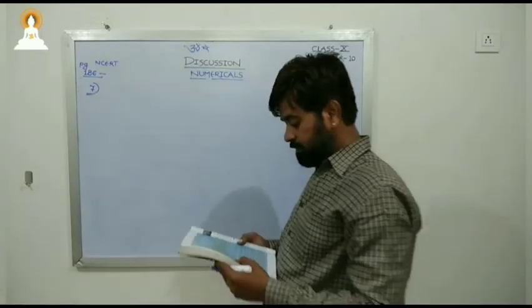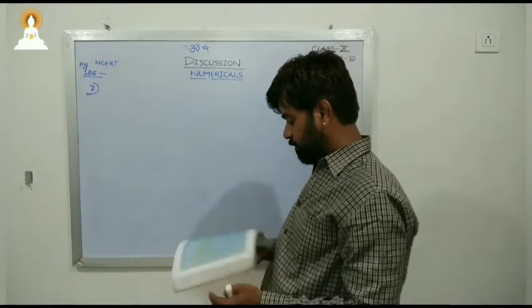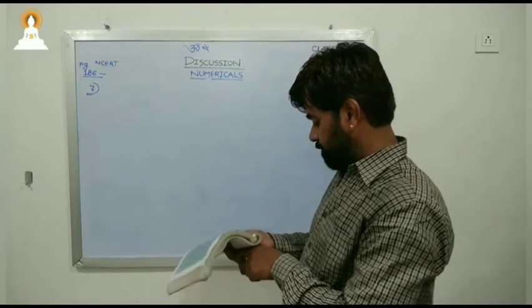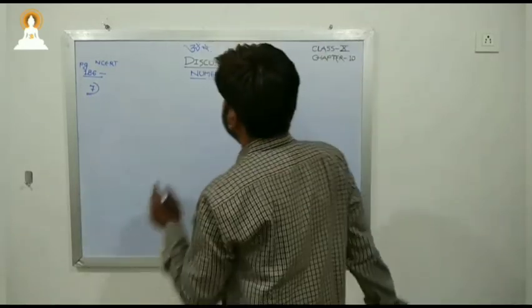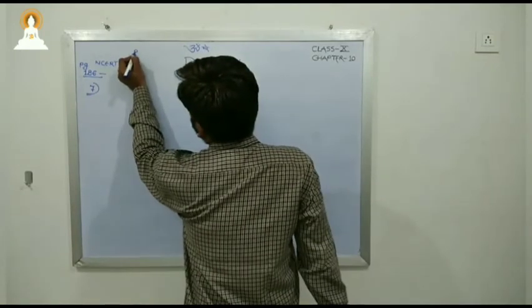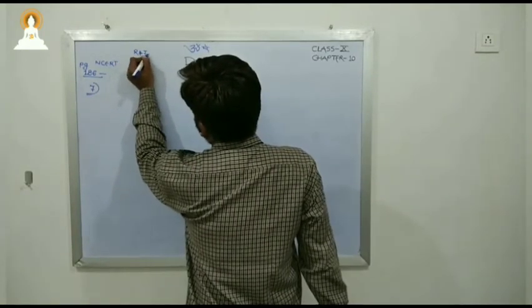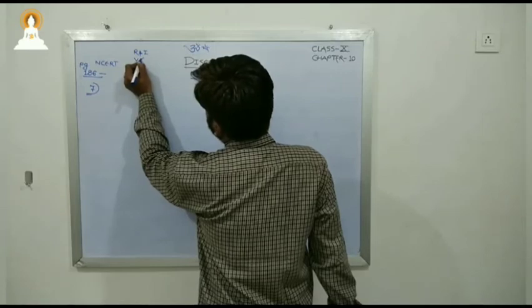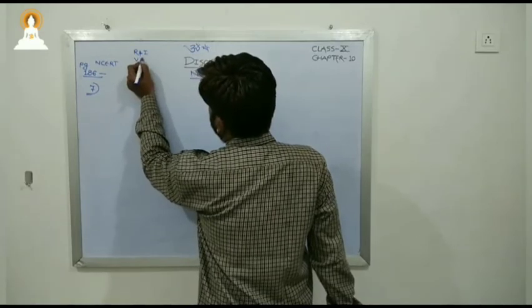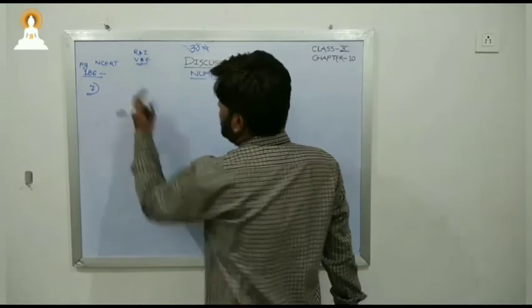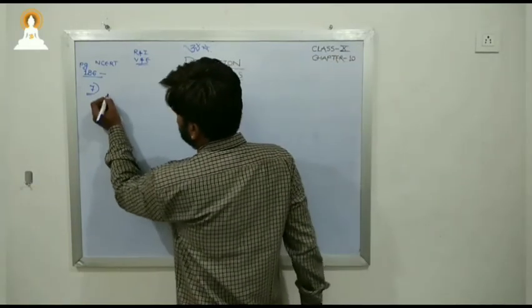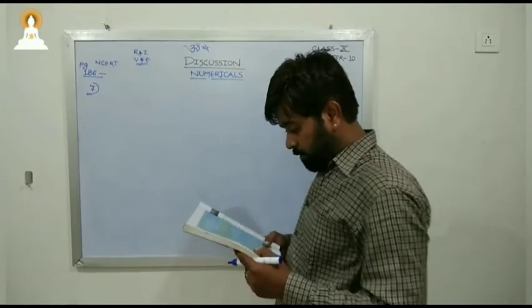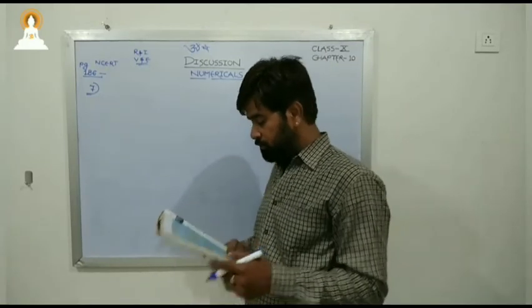Question number 7. We wish to obtain an erect image of an object. Erect, we know that whatever is real will be inverted, and whatever is virtual will be erect. It means they need a virtual image, using a concave mirror.